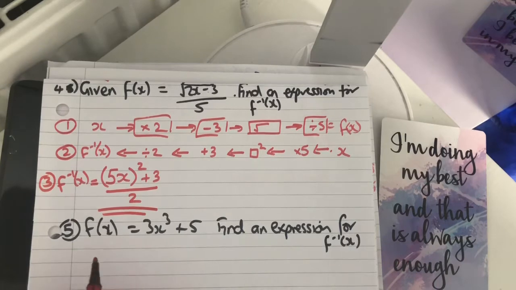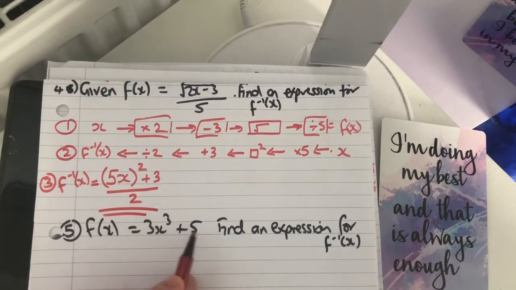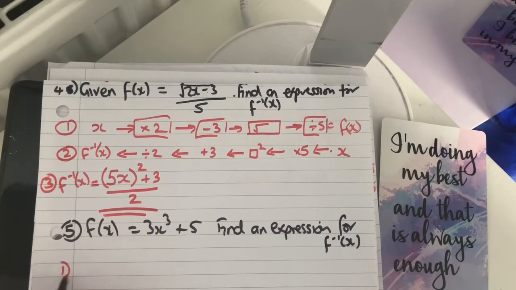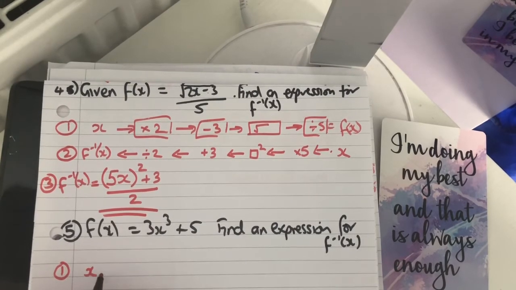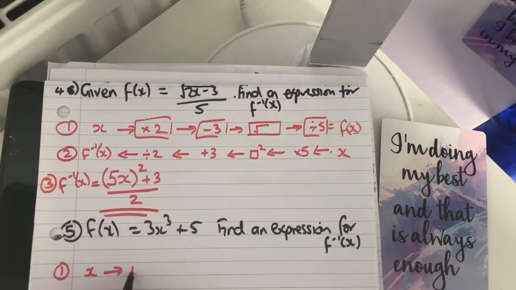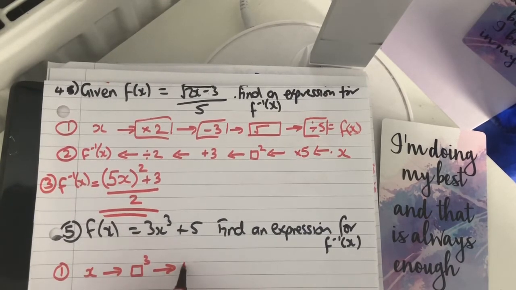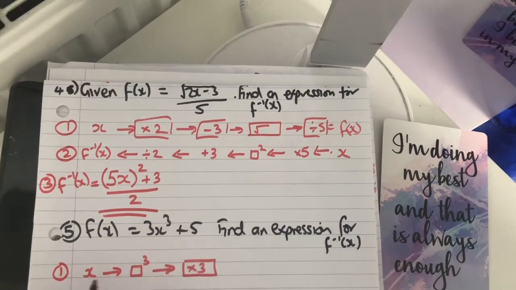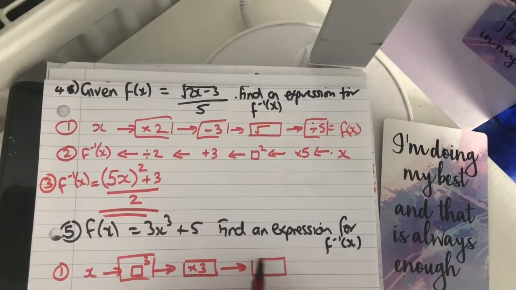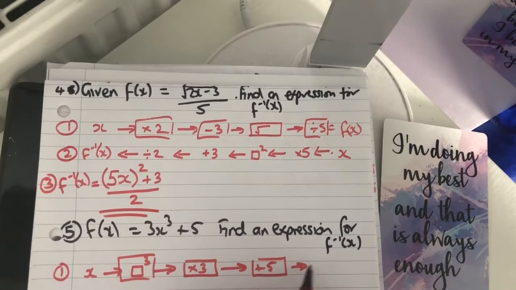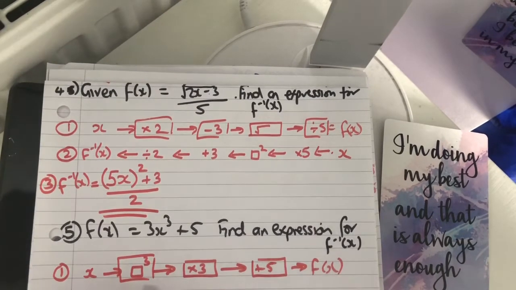Right, number 5. F of x equals 3x cubed plus 5. Find an expression for f minus 1 of x. So same thing again. First step, start with x. What we're going to do, well, we're going to cube it. Then we're going to times by 3. And then we've got to add 5 on the end. And that gives us f of x.